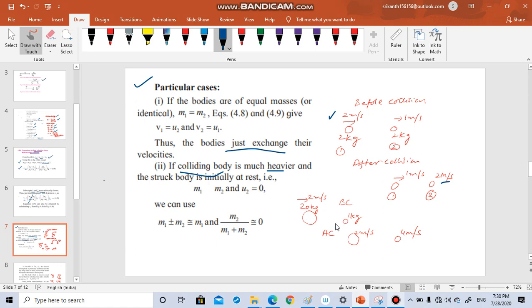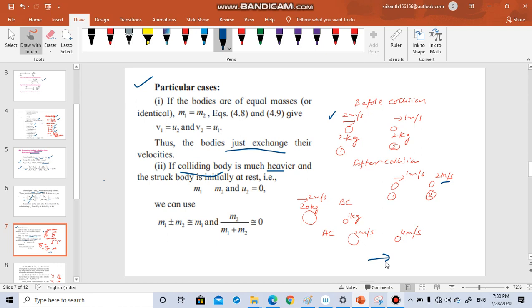What happens is there is no effect on this big body, but the small body will go with double the speed of the truck. This is also a very useful result. Both will travel in the same direction, in this direction. No need to tell that, it is common sense.